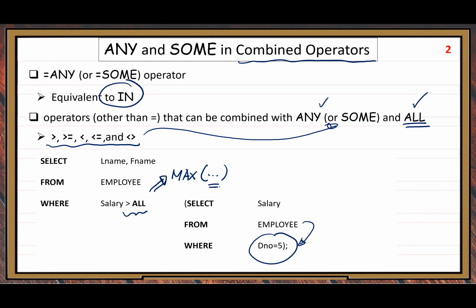So you need to see that these two ways are a little different. When you are understanding them, try to see the different meaning: max and greater than all. Okay.